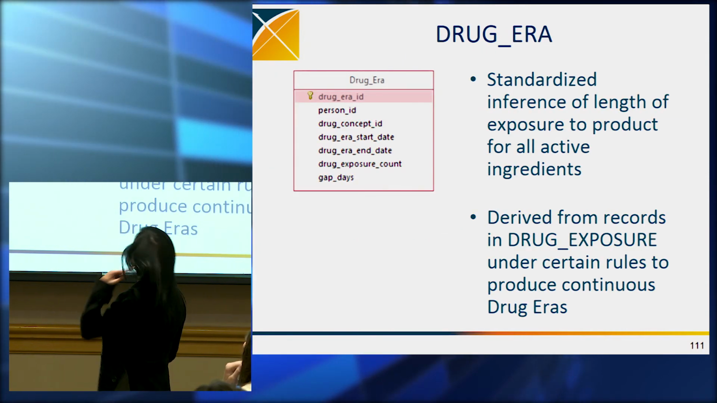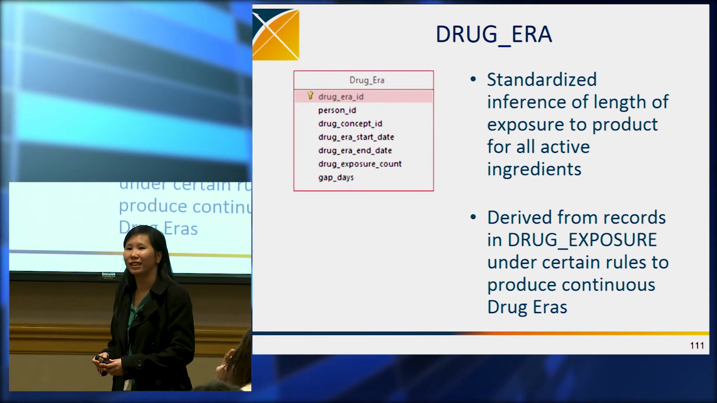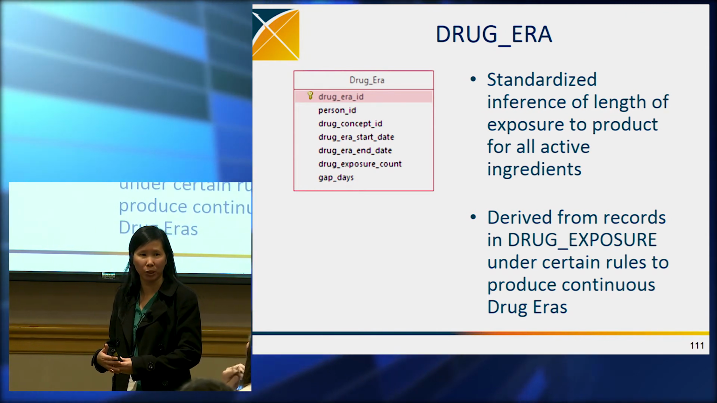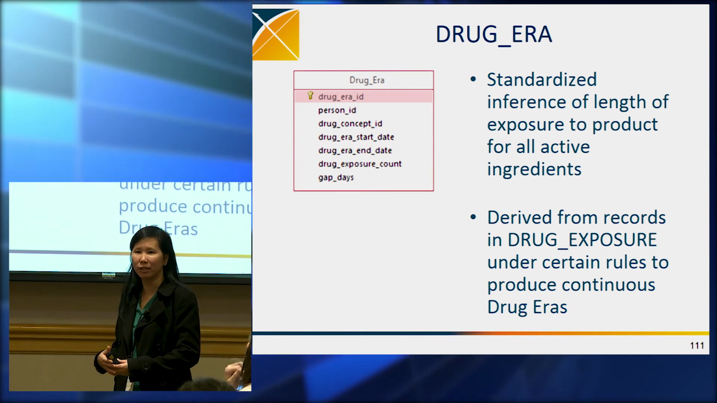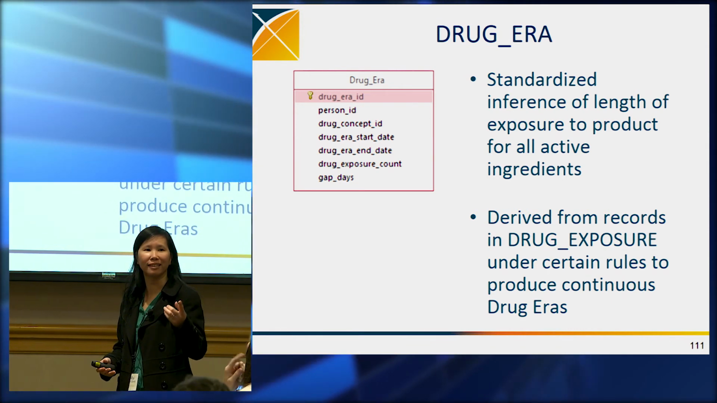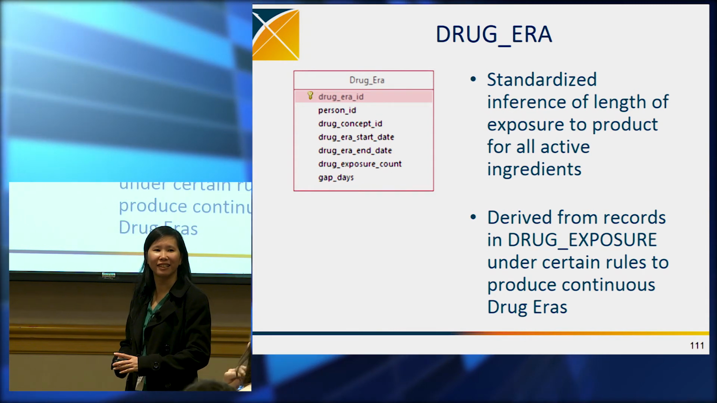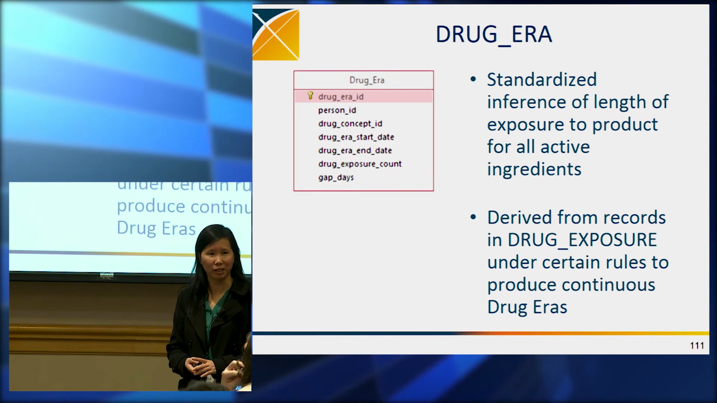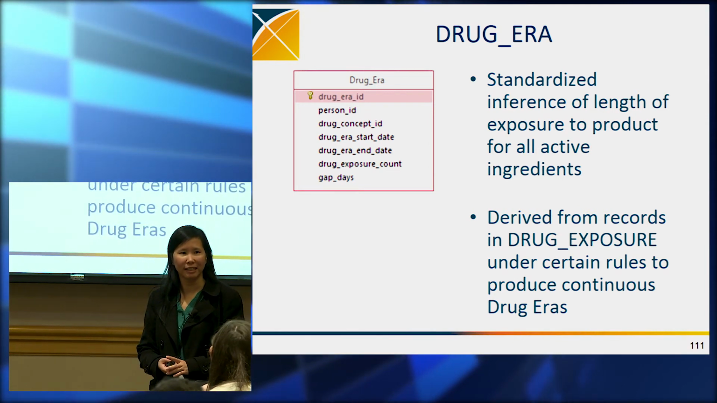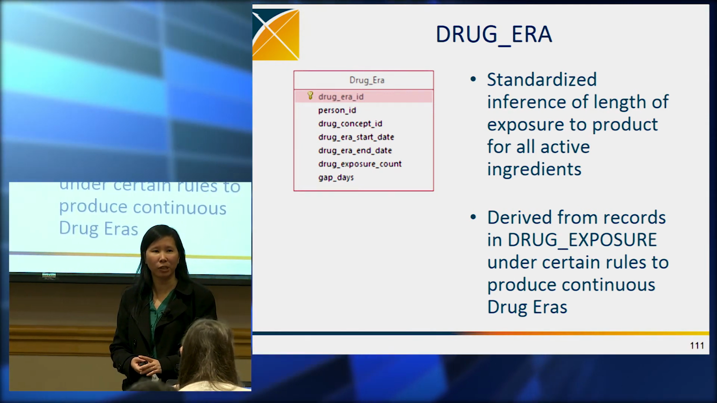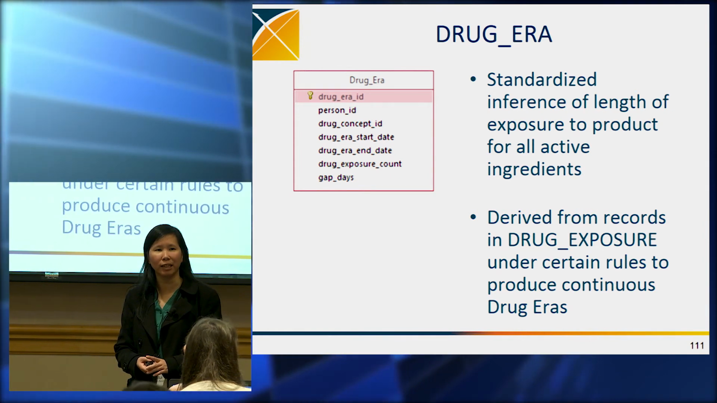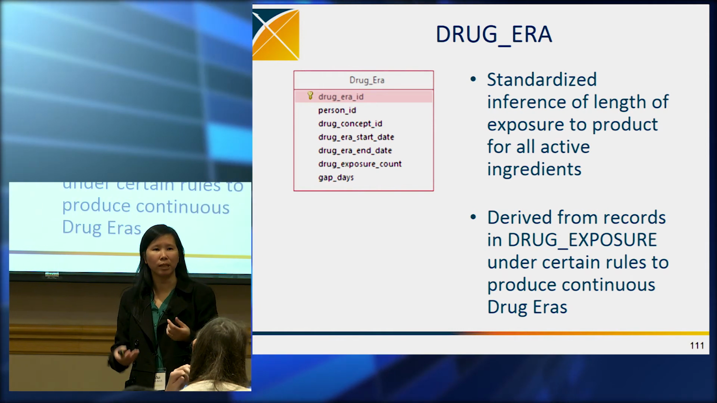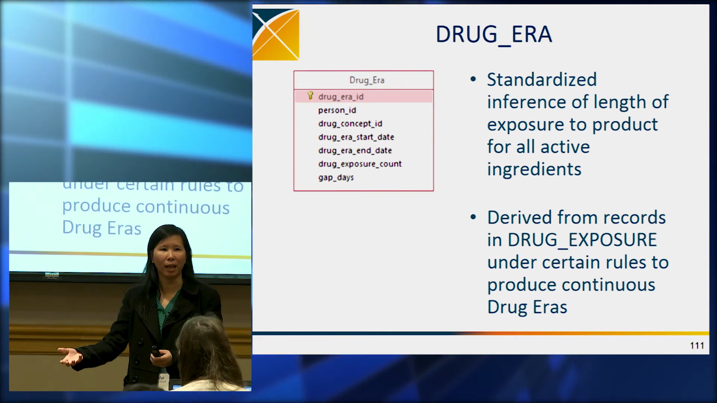We're going to spend a little bit of time on drug era. So you learned earlier about drug exposure. Drug exposure has a start date and an end date, yes. The end date is when your exposure ends, and it's calculated based on what information you know. So in the United States, you typically have a day's supply.